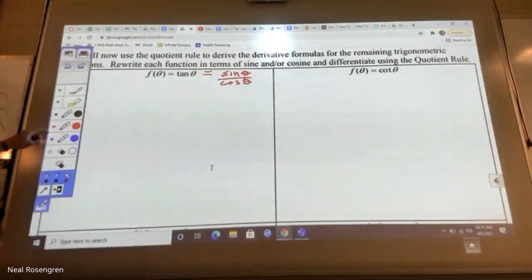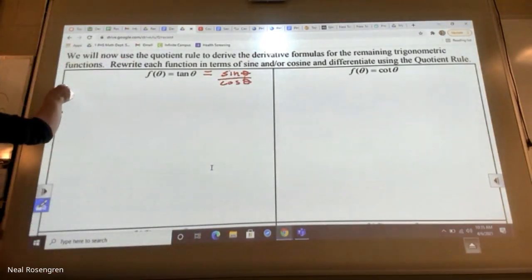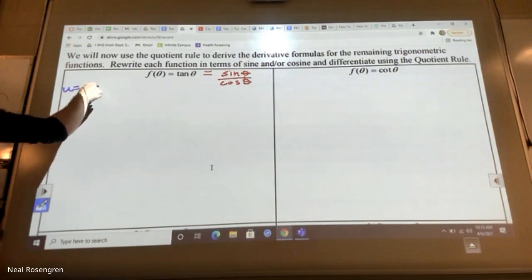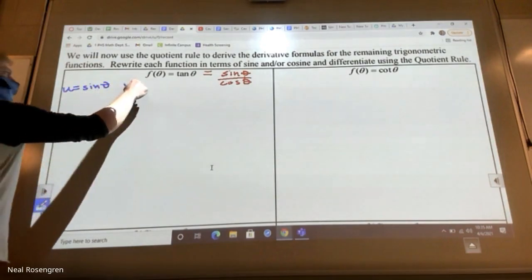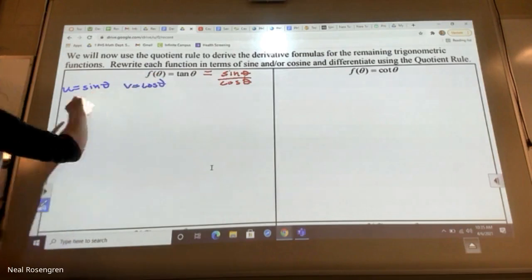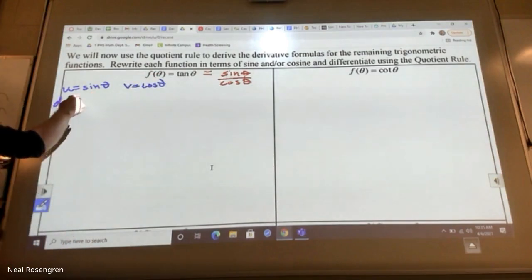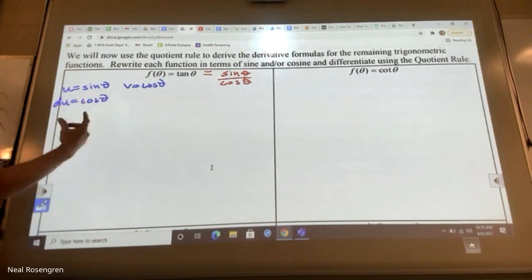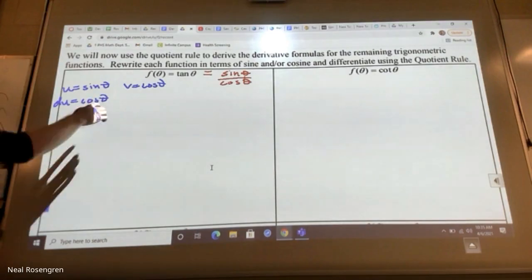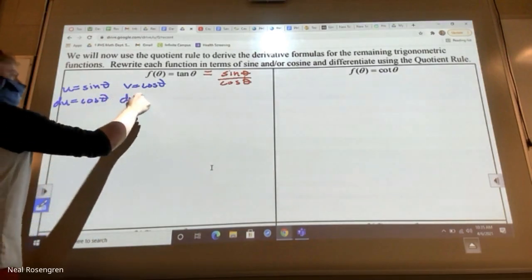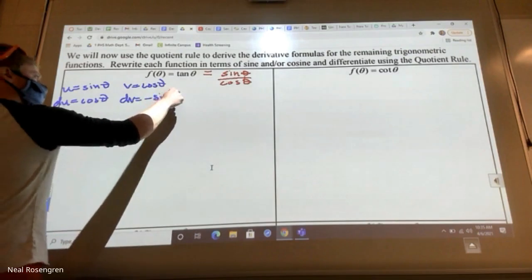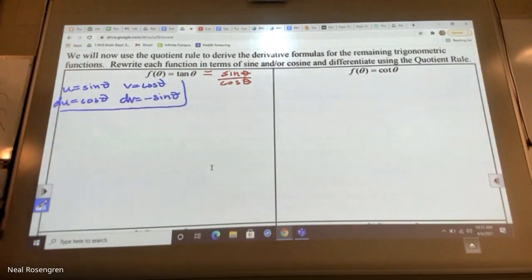Let's see where that gets us. So u on top is sine. V on bottom is cosine. And we know those derivatives separately. And now we can just put them to work within the quotient rule to figure out what the derivative of tangent is going to be. That's really our best shot. I mean, we could try limits. Ugh, no thanks. I'll just let the quotient rule hopefully do all the work for us.